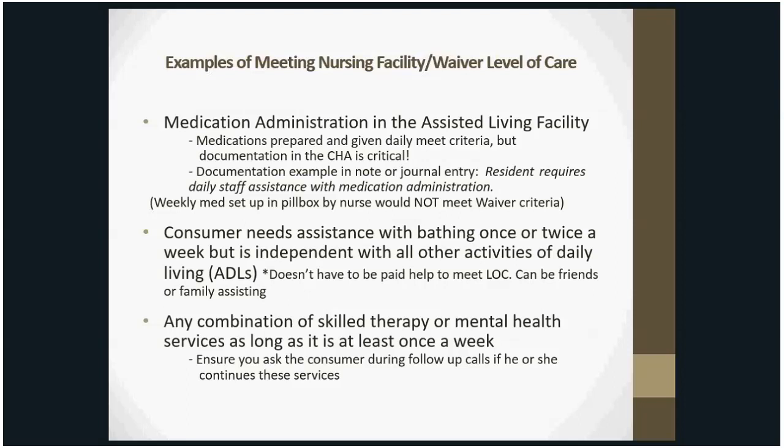And then, of course, a third way is any combination of skilled therapy or mental health services, as long as it's at least once a week. But I do want to caution you that if that's the only way that the individual is qualifying for that nursing facility level of care to get waiver services, you should ask the consumer during follow-up calls and visits if he or she is continuing to receive those skilled therapy services once a week.